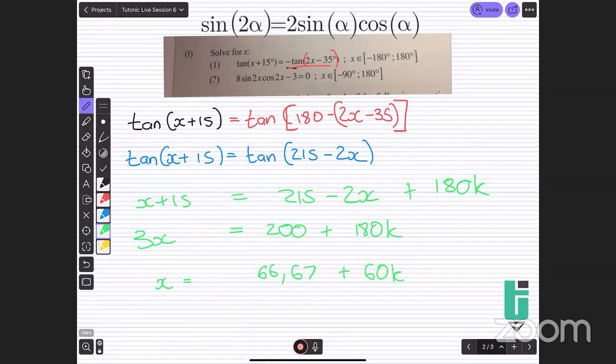The nice thing about tan is that you only really need to have one answer. With sine and cos, you need two answers, but with tan, you only need one answer, because the period is 180. So your range is between minus 180 and 180. So you would sub in different values of k, right? K being an integer. Hamza, does it make sense?